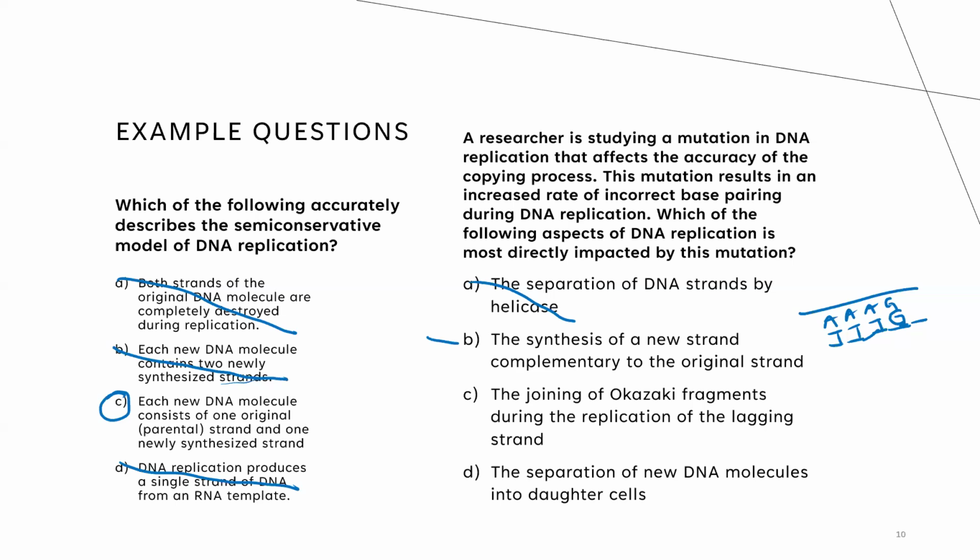C says joining the Okazaki fragments during the replication of the lagging strand. Well, you would have a problem if you couldn't join them, but that's not what this is talking about, is it?